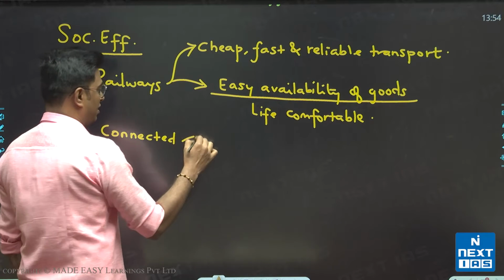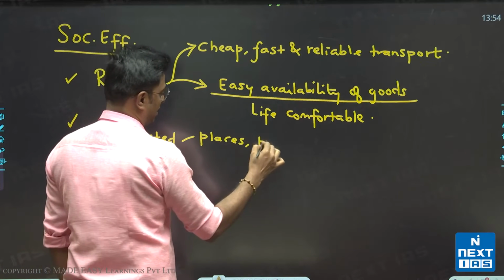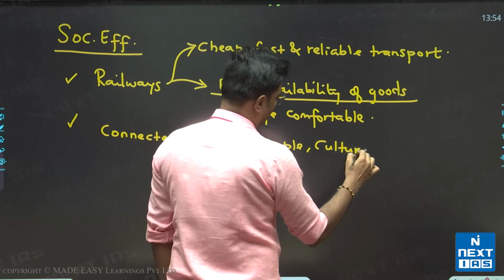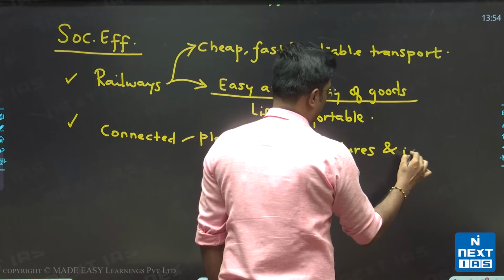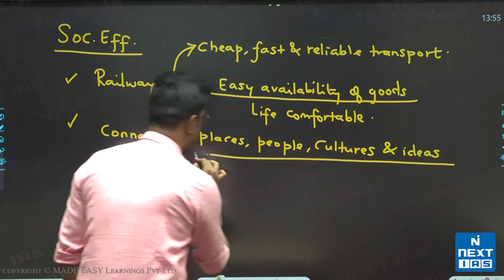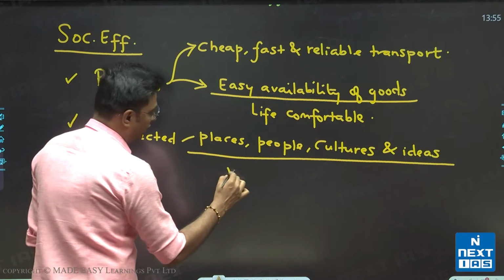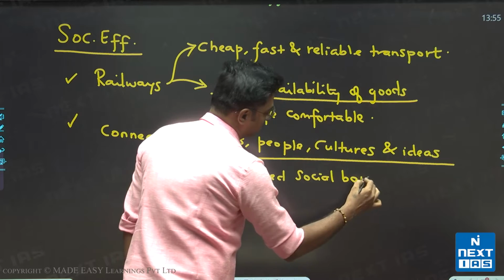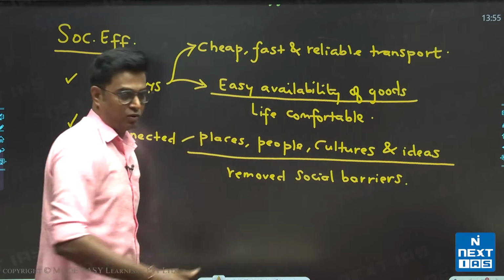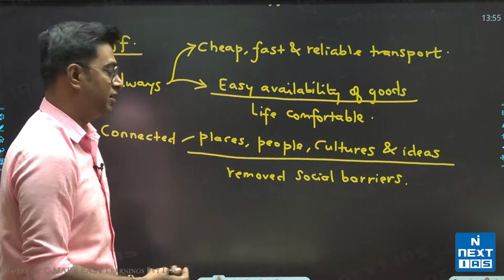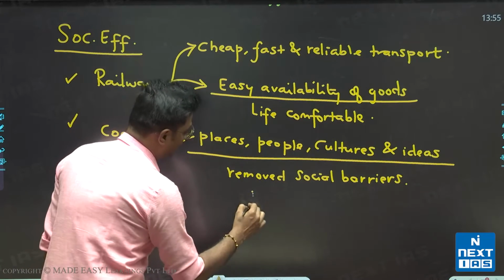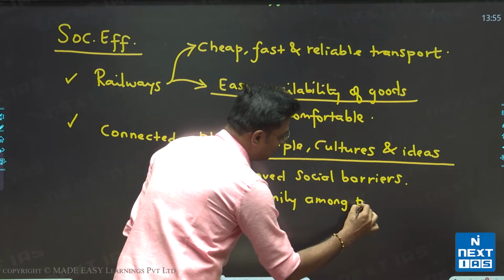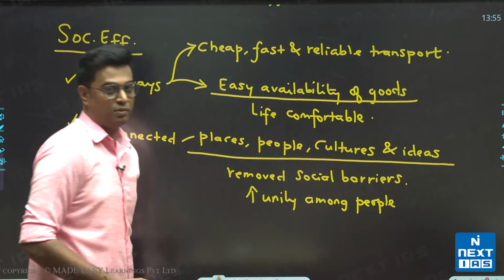The second point that you can mention is that railways connected places, people, cultures and ideas. They removed social barriers because different kind of people could travel in the railways. They forgot all their social barriers, and this led to increased unity among people, the feeling of goodness among the people.